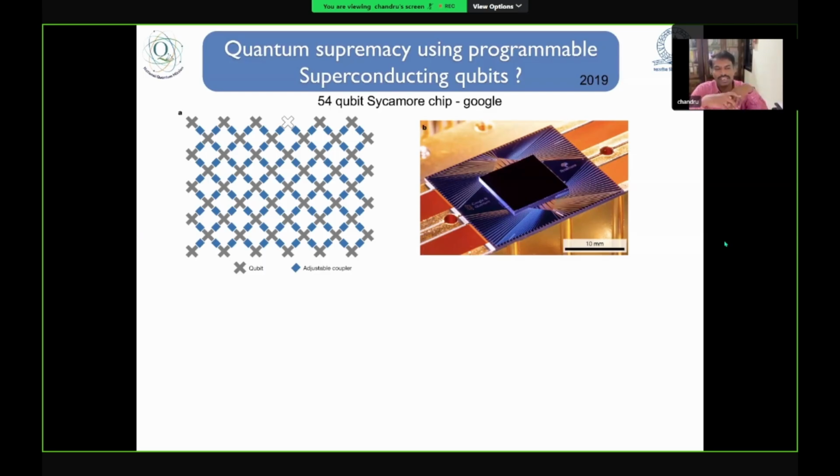To implement something more reasonable, they didn't worry about demonstrating any specific problem. They realized they could make use of the nearest-neighbor connectivity and just implement gate operations randomly on them, whichever is possible.